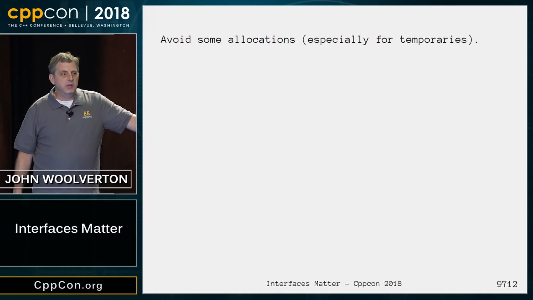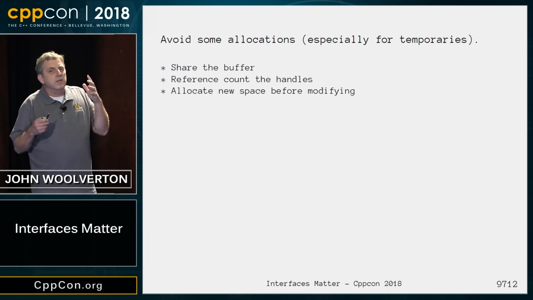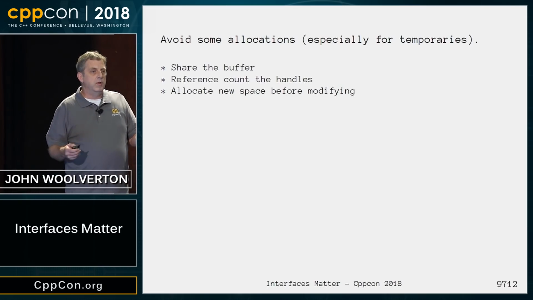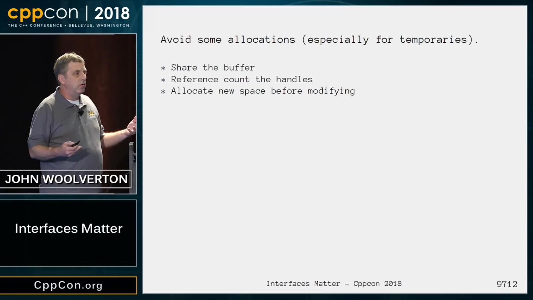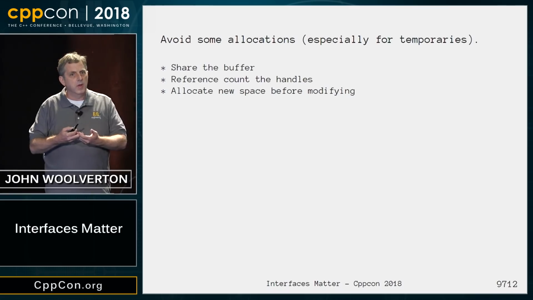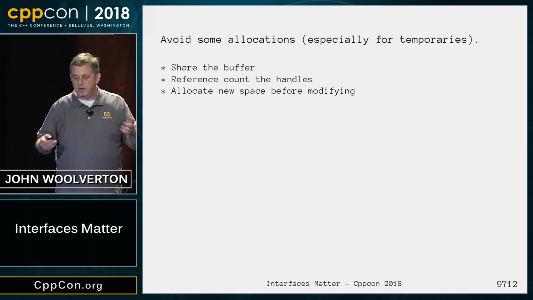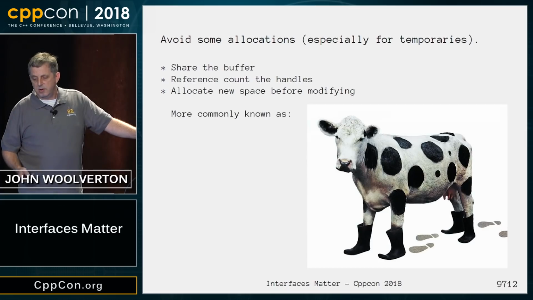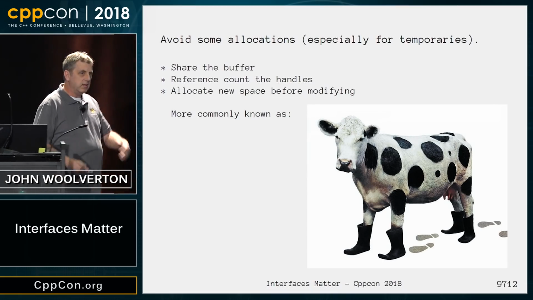So first thing you can try to do, well, let's try to avoid at least some of the allocations, especially for temporaries, right? So let's see if we can, when we create these strings or these vectors, share the buffer when we make assignments. See if we can reference count the handles and have more than one copy pointing to the same thing. And then if we modify one of these, then we can allocate more space and give it its own area to work with. This is typically called COW, copy on write.